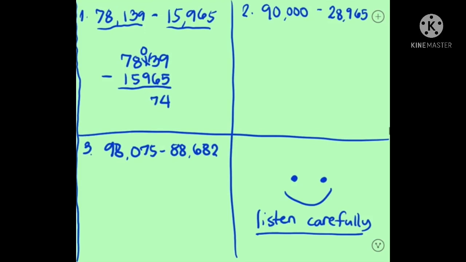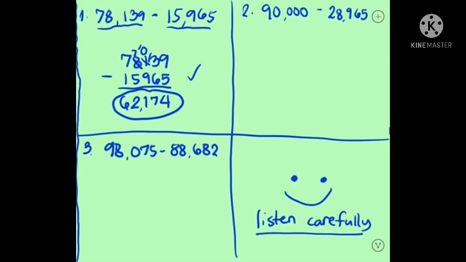0 minus 9. Can or cannot? Cannot, right? So we will borrow from 8. 8 will become 7, and then 0 will become 10. Okay? So 10 minus 9 is 1. 7 minus 5 is 2. And then, last one, 7 minus 1. That is 6. So therefore, we have the answer 62,174. That's the first answer.